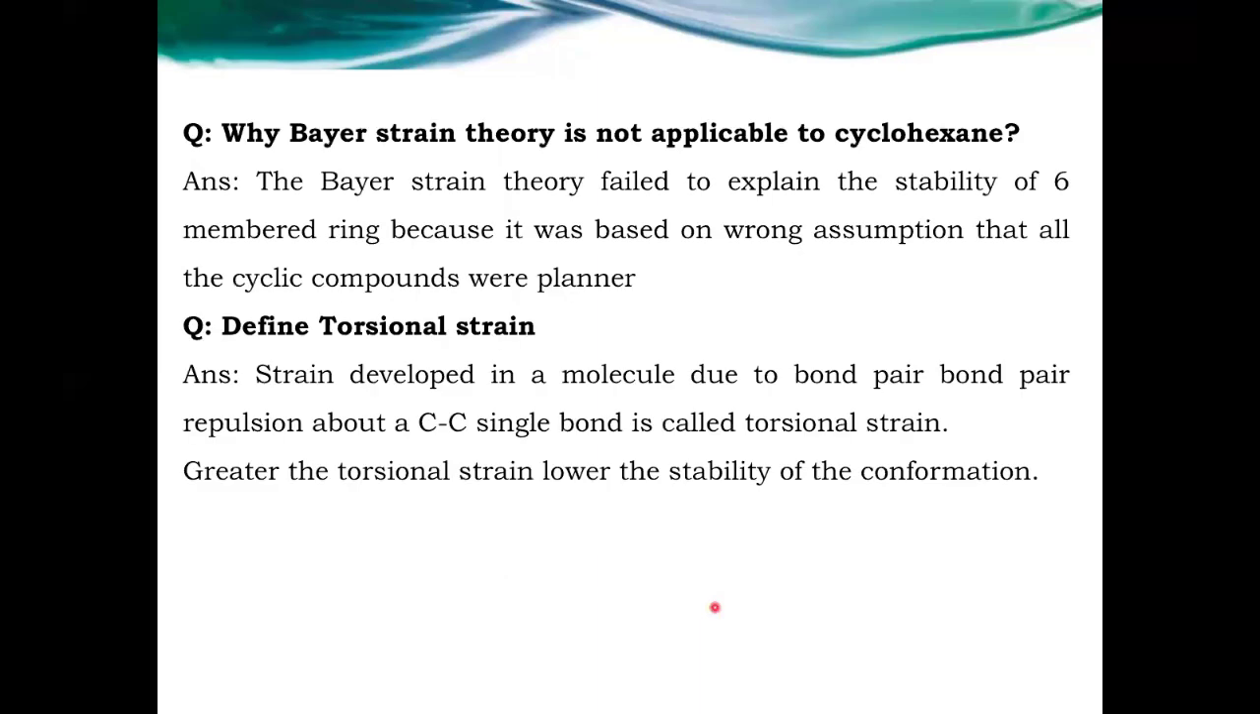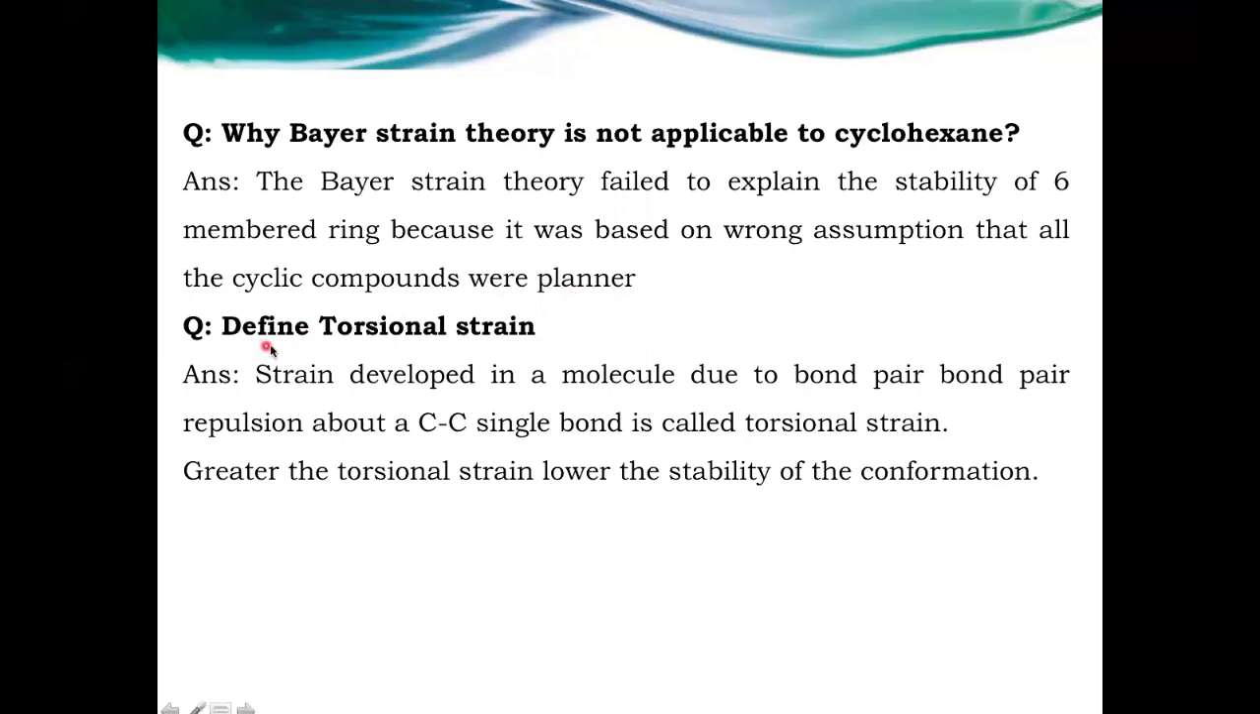If I go for the questions now, then some of the questions which have been asked earlier are: what is the Baeyer strain theory, and where is it not applicable? Cyclohexane is not covered by the Baeyer strain theory because it was based on a wrong assumption that all cyclic compounds are planar. Cyclic compounds may not be planar, so that means Baeyer strain theory is not applicable.